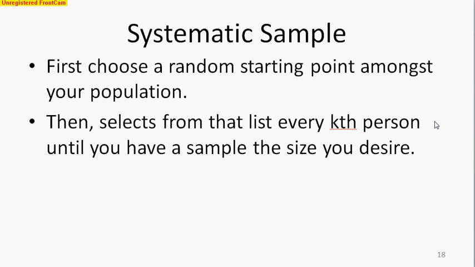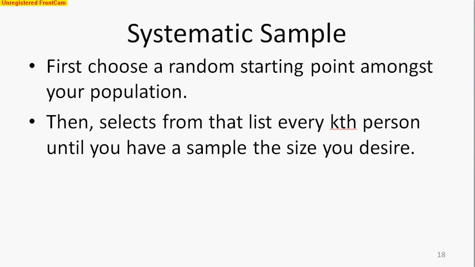All right, so systematic is that last one I talked about. Systematic's a little bit different, but it's actually really easy to recognize. Probably the easiest one to recognize in a multiple choice question or something like that. First, choose a random starting point amongst your population, and then select every kth person until you have the sample size you've desired. So maybe I'm going to select every 10th person.